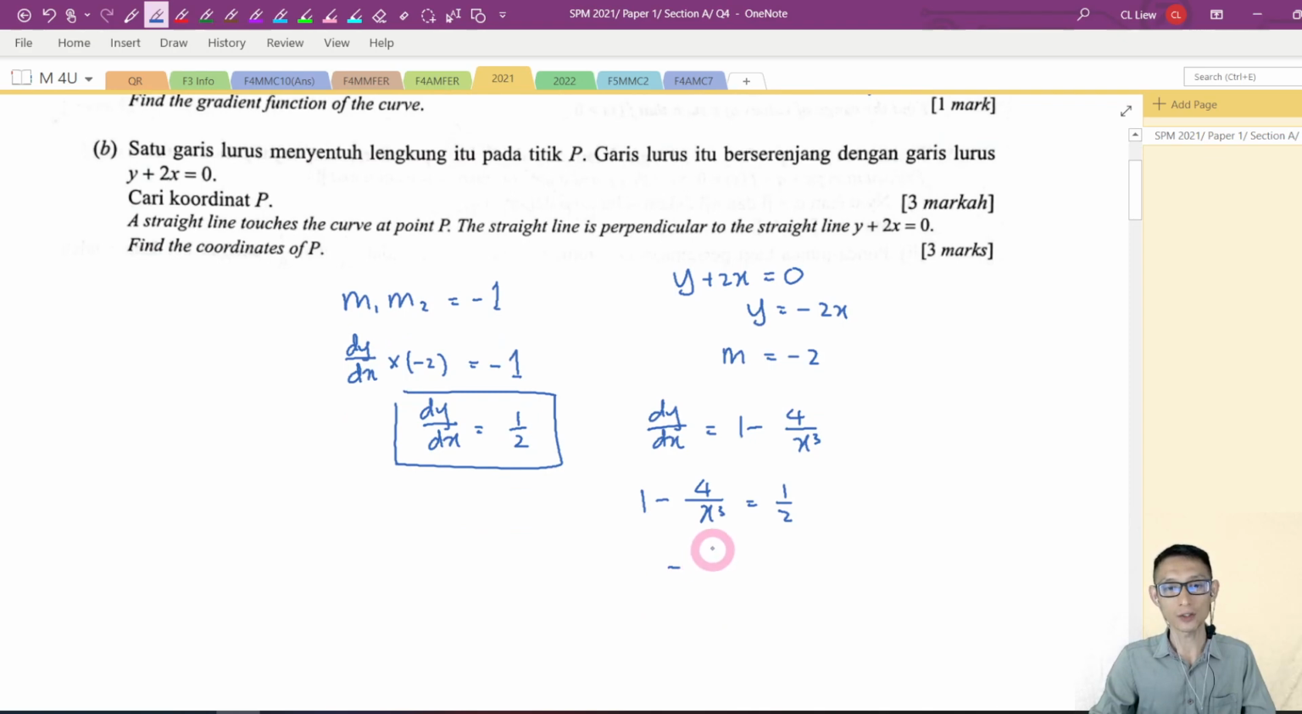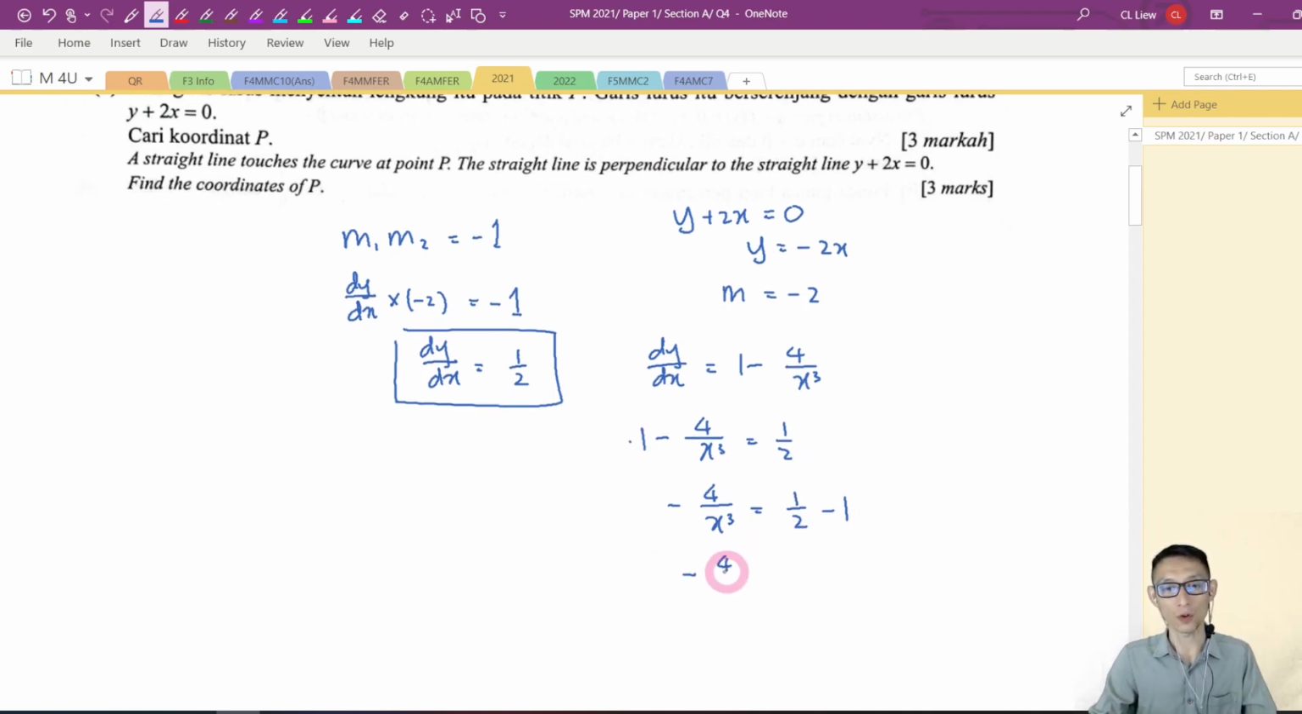Okay, so negative 4 over x cubed is equal to 1 over 2 minus 1. The 1 brought to the other side becomes minus. Negative 4 over x cubed is equal to negative 1 over 2. Both sides have negative, so you just cancel the negative sign. Now I'm going to do cross multiplication. x power 3 times 1 is still x power 3. 4 times 2, you will get 8. So x is equal to the cube root of 8. So now we know that x is equal to 2.